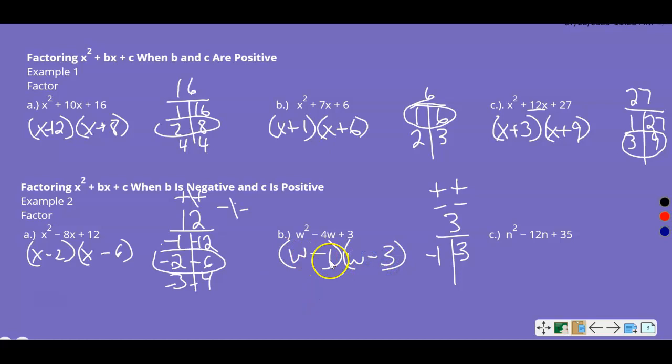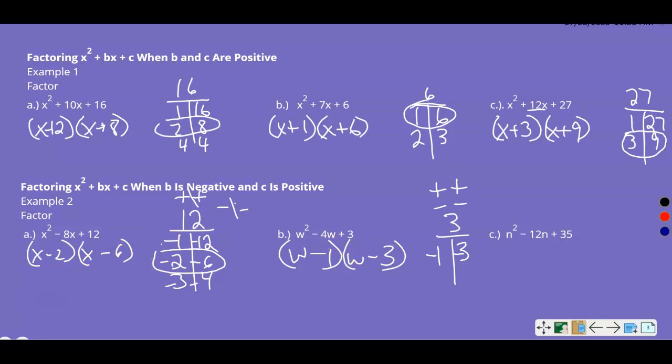All right, so w times w is w squared. w times negative 3, negative 3w plus negative 1w gives me my negative 4w in the middle. Negative 1 times negative 3 is positive 3.